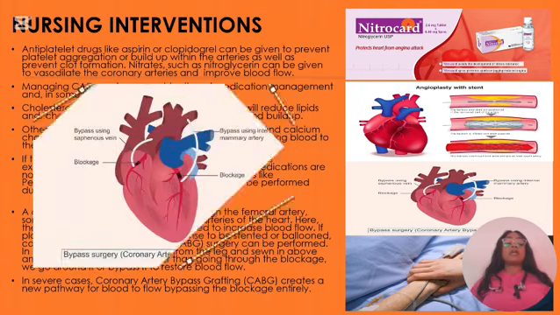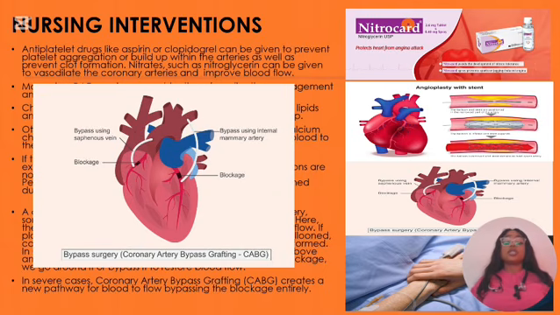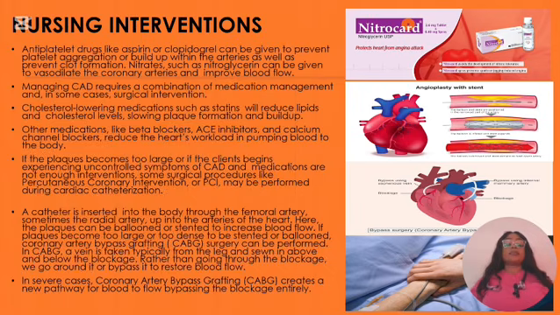If the plaques become too large, or if the clients begin experiencing uncontrolled symptoms of coronary artery disease and medications are not enough intervention, some surgical procedures like percutaneous coronary intervention or PCI may be performed during cardiac catheterization. A catheter is inserted into the body through the femoral artery, sometimes the radial artery, up into the arteries of the heart. Here, the plaques can be ballooned or stented to increase blood flow.